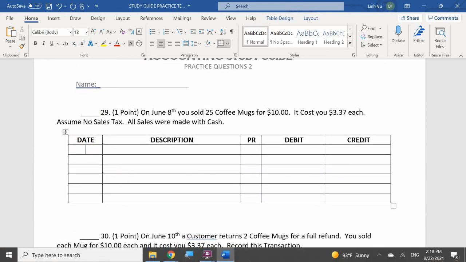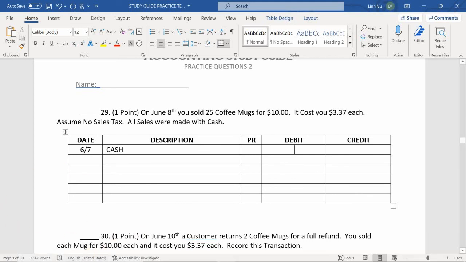This is chapter 7, so this is perpetual inventory. Cash. 25 mugs for $10, so it's 250. What account is this? Coffee mug? No, because in this case, why am I receiving cash? You sold something.